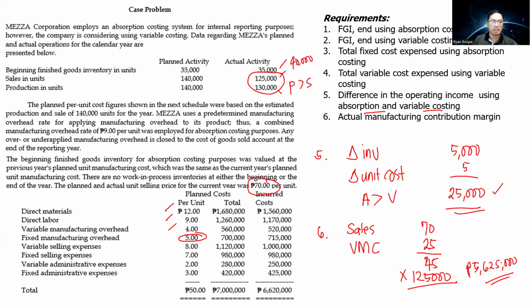Okay, so that would be a comprehensive problem. What if the planned level is different from the actual level of activity? If you look at all the problems that we have discussed, there will only be challenges if the planned level will not be the same as the actual level of activity. But normally, in all the problems that we have solved, all the planned levels of activities are equal to the actual levels of activities.